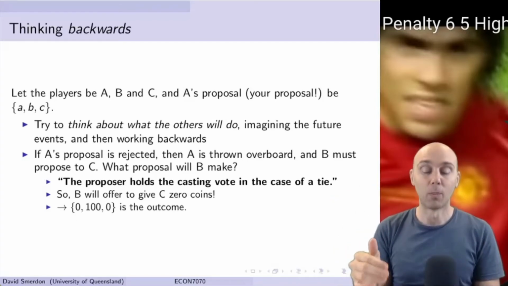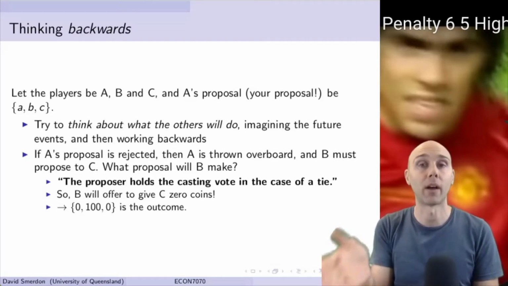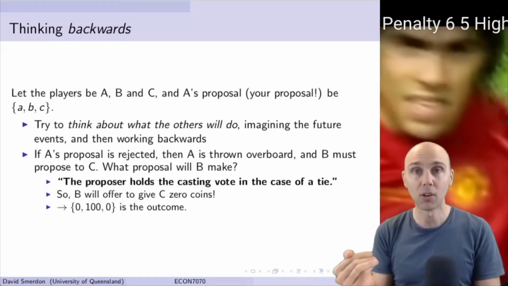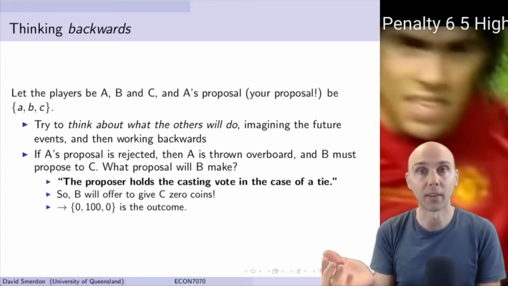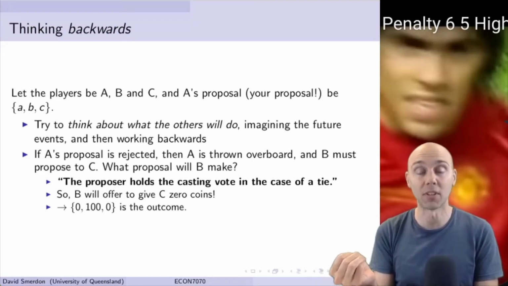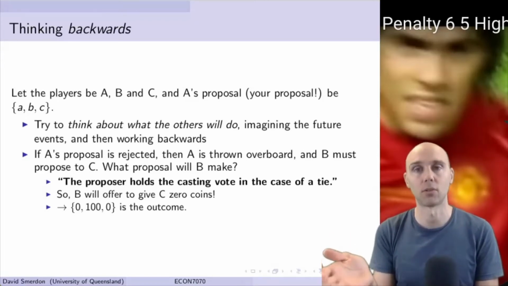Now, if B rejects whatever proposal we give, B ends up with 100. So what can we do to incentivize B to accept our proposal? Well, nothing. I mean, he's going to get 100 if he rejects us. We could offer him 100. That's it. That's the best we can do.